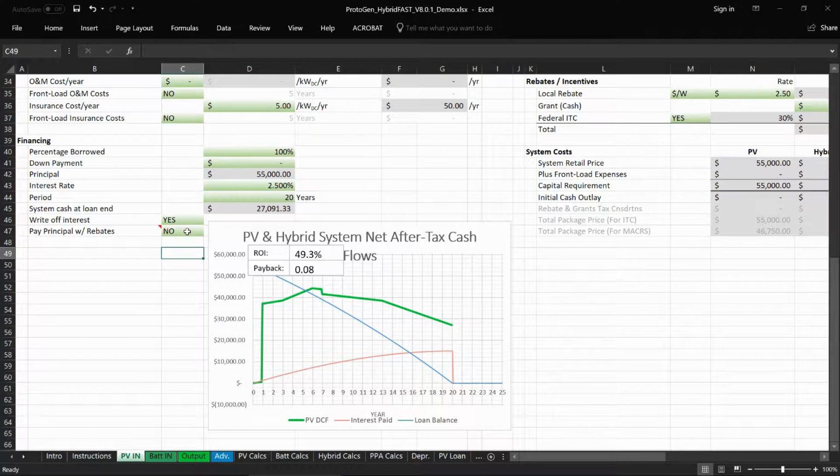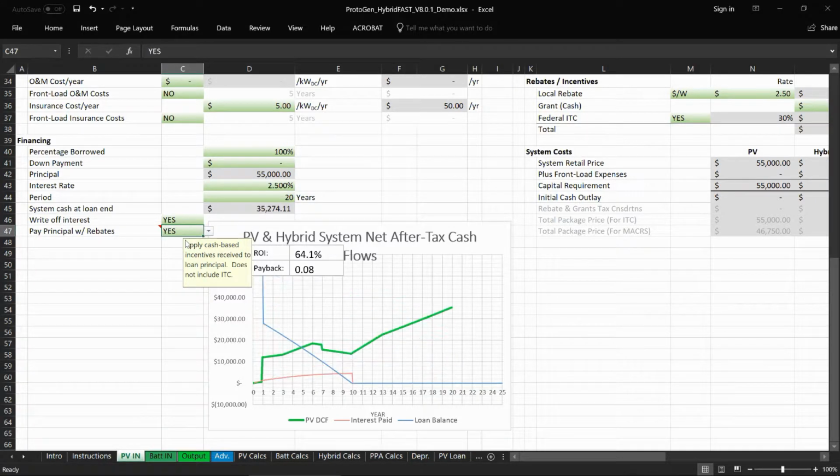But let's assume that you take those cash-based incentives and the ITC value that you get as a tax credit and you apply that directly onto your loan principal to dramatically shorten the life of your loan. Now look what happens. Your system once again is paying for itself immediately.